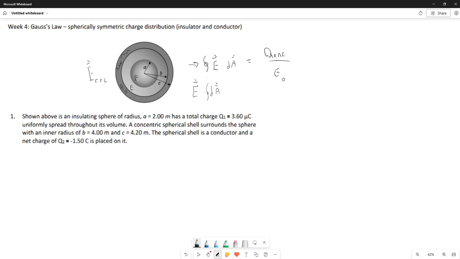That's when R is less than A. This is when R is in between B and A.